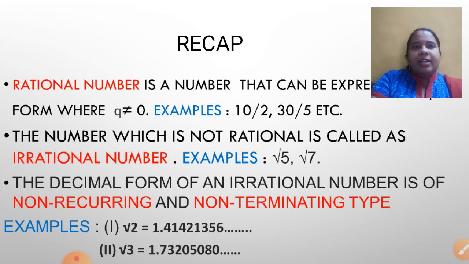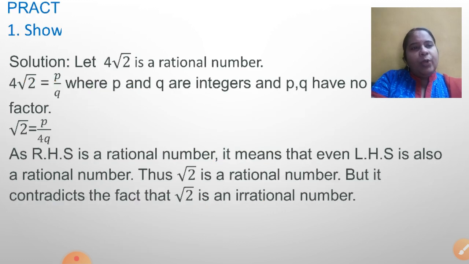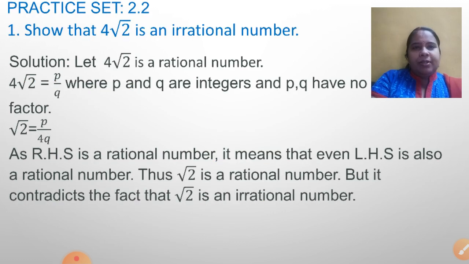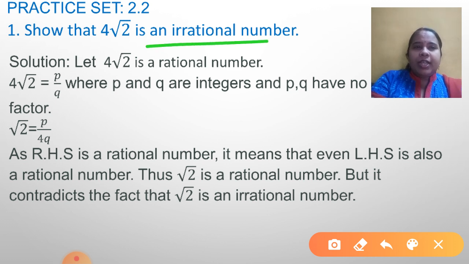With this knowledge, let us start with practice set 2.2. This is the first question of the practice set. Show that 4 root 2 is an irrational number. The first thing which I want you to understand is that this is to be done by the indirect method. Now what is the indirect method? In the indirect method of proving, we start the sum with an assumption which is something other than the given question. It is to be proved that 4 root 2 is an irrational number. My assumption will be exactly the opposite of it. My assumption is, let 4 root 2 be a rational number.